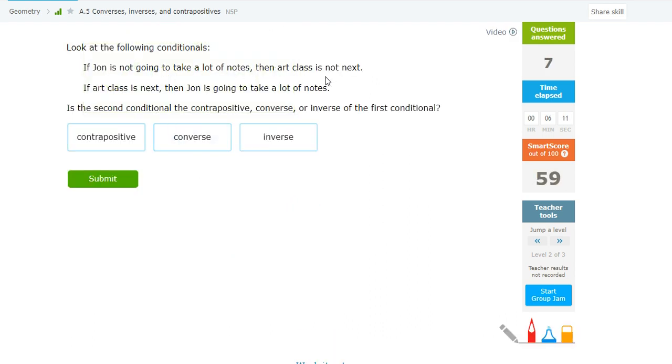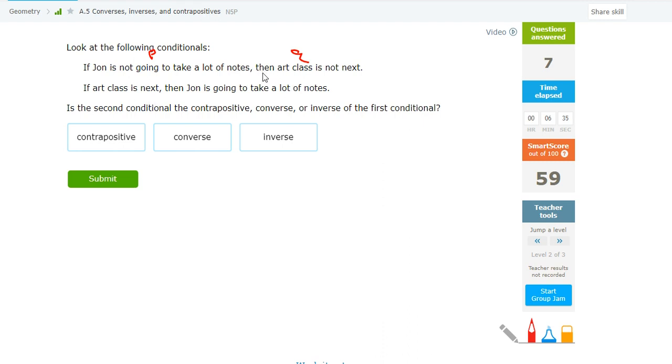The next one is, let's see, look at the following conditionals. If John is not going to take a lot of notes, then art class is not next. If art class is next, then John is going to take a lot of notes. So this is P, this is Q. If John is not going to take a lot of notes, switched from there to here. If art class is next, okay.